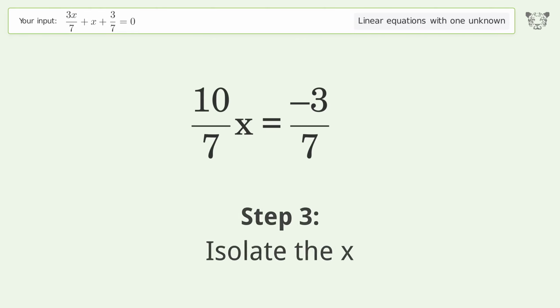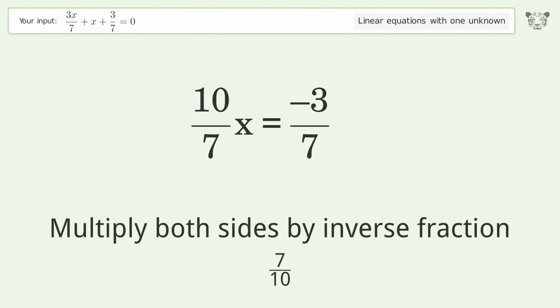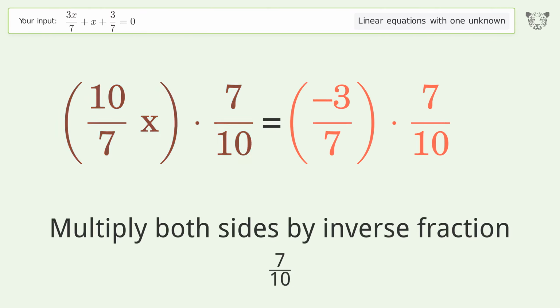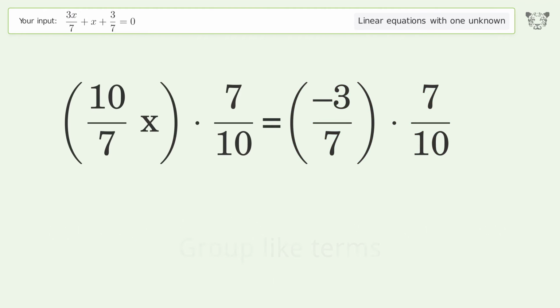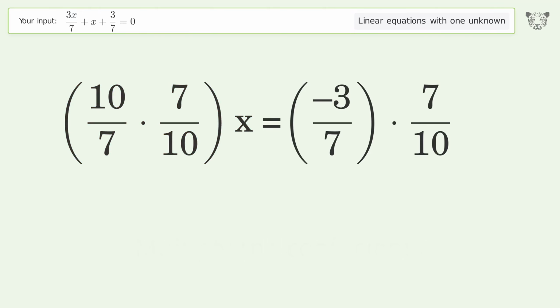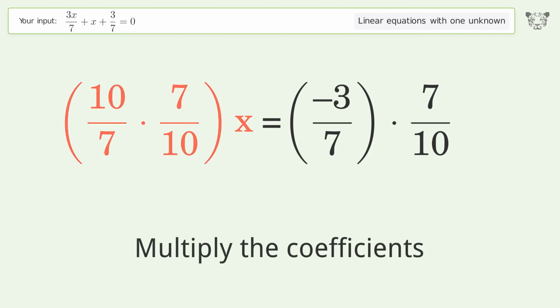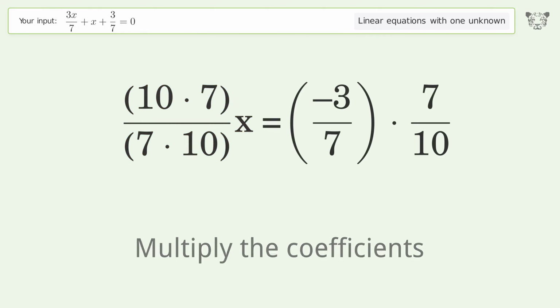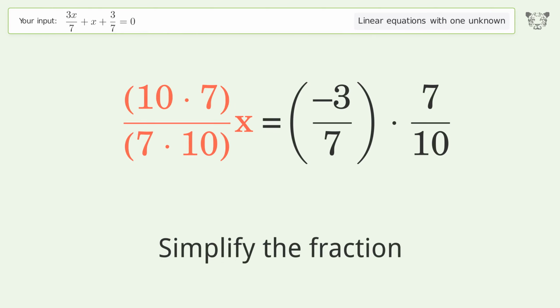Isolate the x. Multiply both sides by inverse fraction 7/10. Group like terms. Multiply the coefficients. Simplify the fraction.